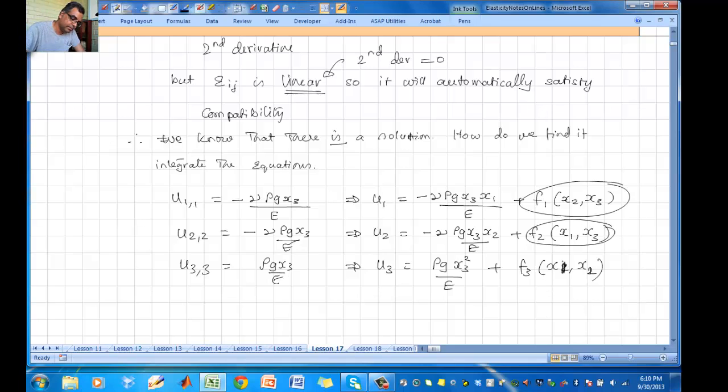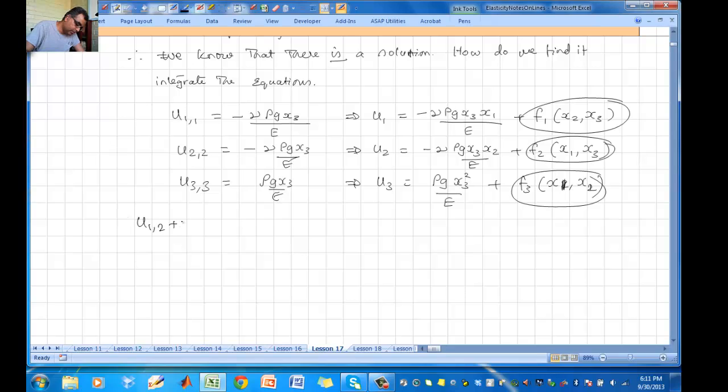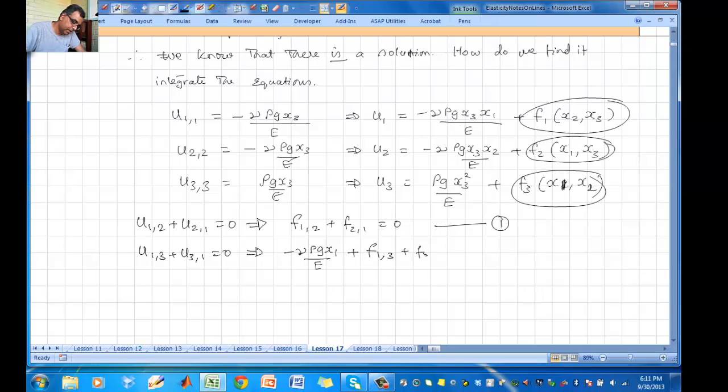So now you have to find these functions. How? By using the shear strains. So u1,2 plus u2,1 equal to 0 gives me, if you do this, f1,2 plus f2,1 equal to 0. That gives me equation 1. u1,3 plus u3,1 equal to 0 gives me minus nu rho g x1 over E plus f1,3 plus f3,1 equal to 0. And u2,3 plus u3,2 equal to 0 implies minus nu rho g x2 over E plus f2,3 plus f3,2 equal to 0.